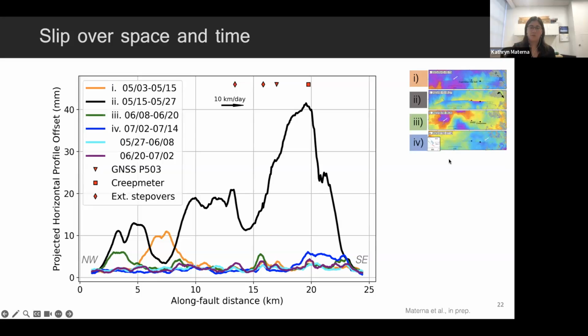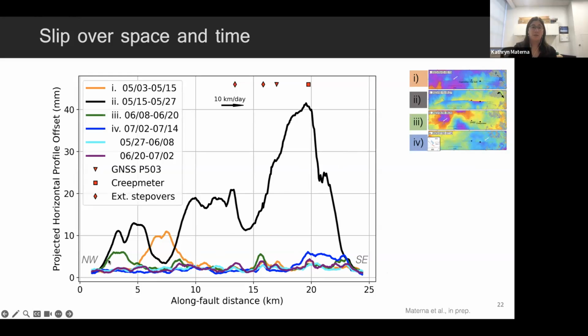I've given a smaller version of the different interferograms. And so you can see in the first interferogram, this plot is made by analyzing profiles every 50 meters along the fault trace and finding the displacement between the two different sides of the fault.